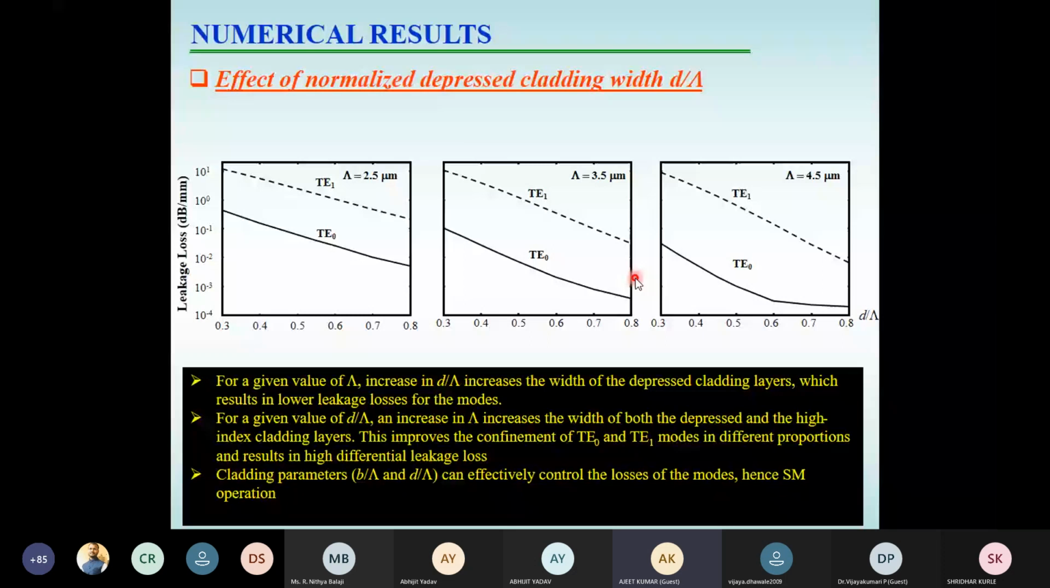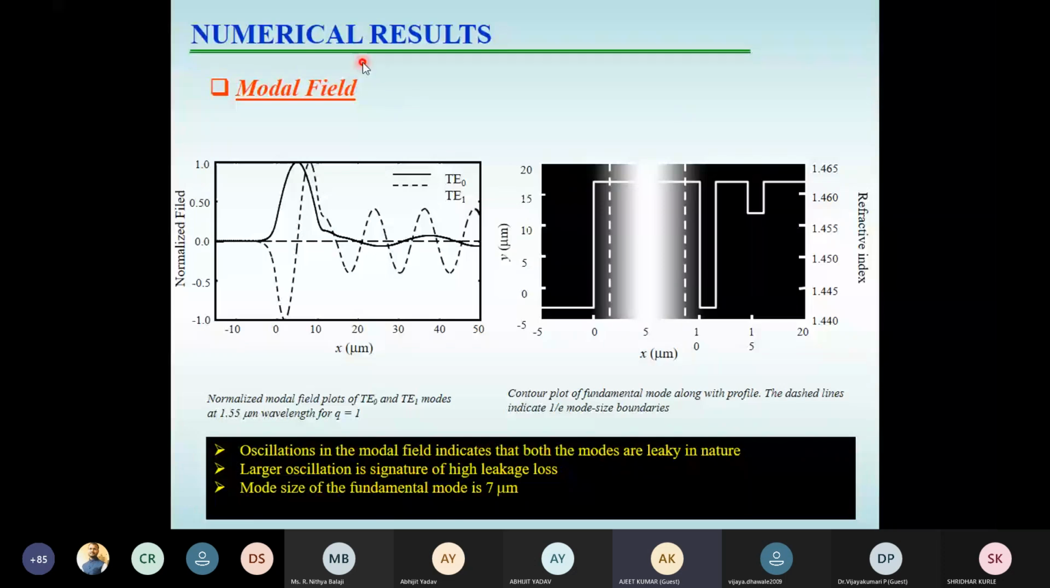This is the particular modal field. We have drawn it for the fundamental mode and the first higher order mode. You can see clearly, this is the substrate region. So in the substrate region, the field is almost zero here.